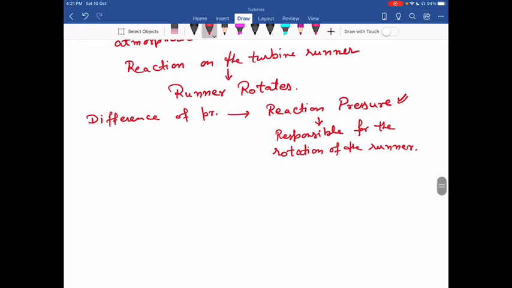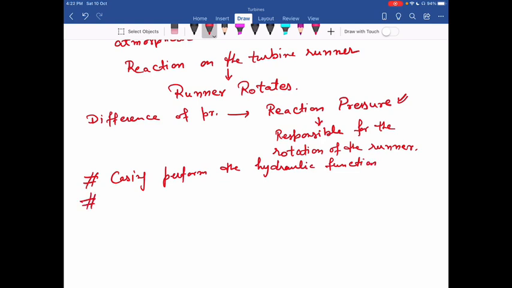So you can note down two more points, that here the casing performs the hydraulic function. And second thing you can note here, that the runner is always full with water.